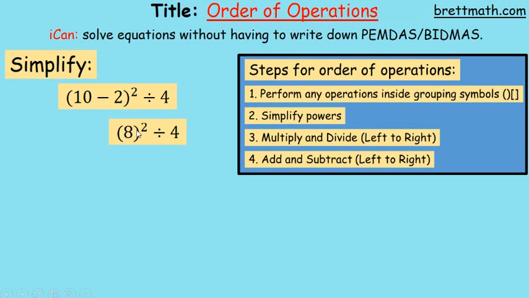So now we've got 8 squared divided by 4. Well, next we look for powers or indices or exponents, whatever you want to call them. We've got one right here. So we need to do 8 squared. That's 8 times 8. So that's 64.